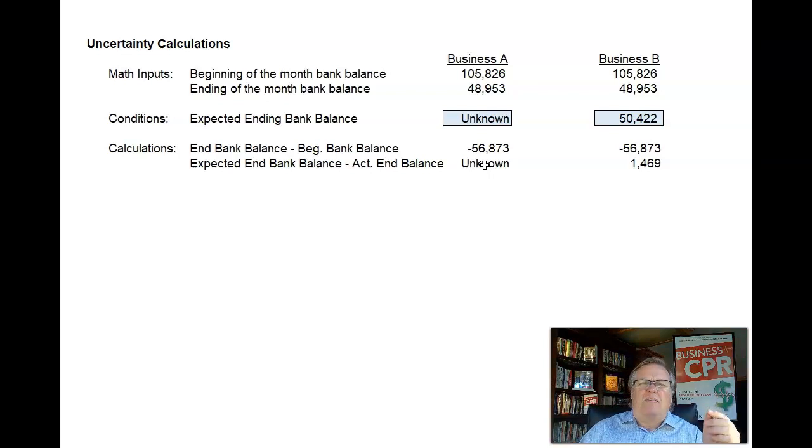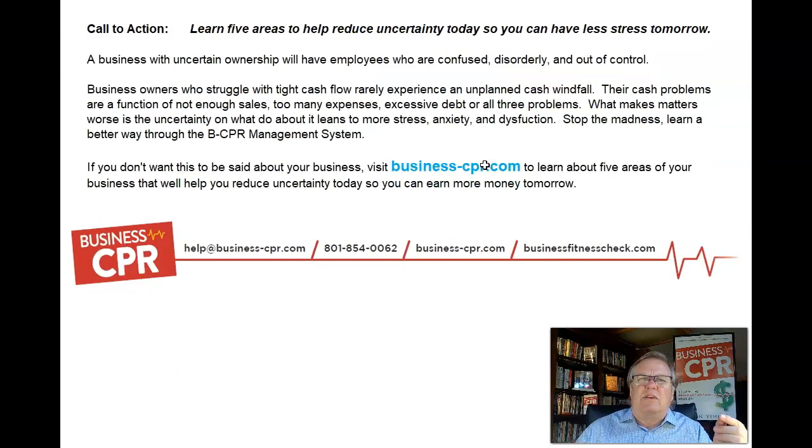And this is where the call to action is significant for me. A business with uncertain ownership will have employees who are confused, disorderly, and out of control. I've seen it time and time again. Also, business owners who struggle with tight cash flow rarely experience an unplanned cash windfall. It just doesn't happen. What they experience is just a whole heck of a lot more stress as things continue to unravel around them.